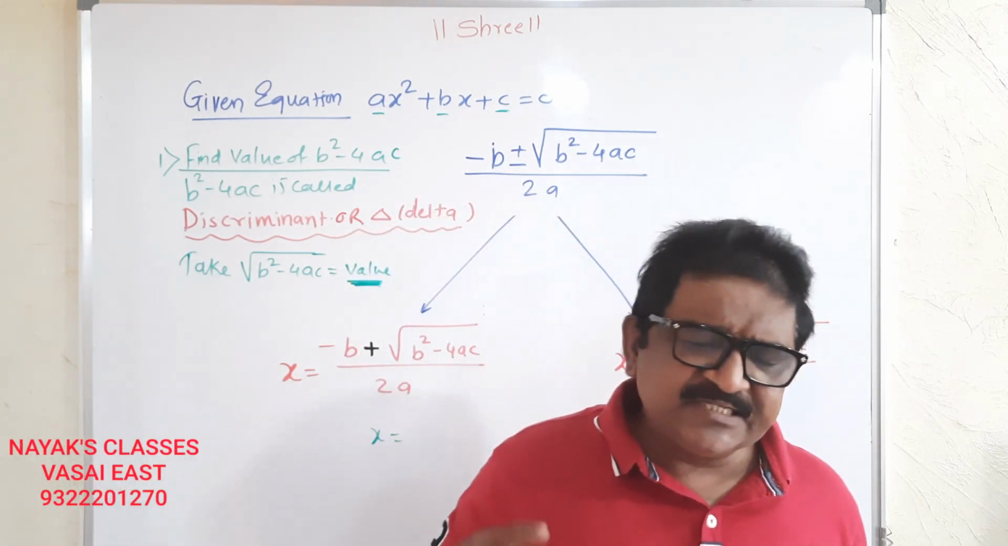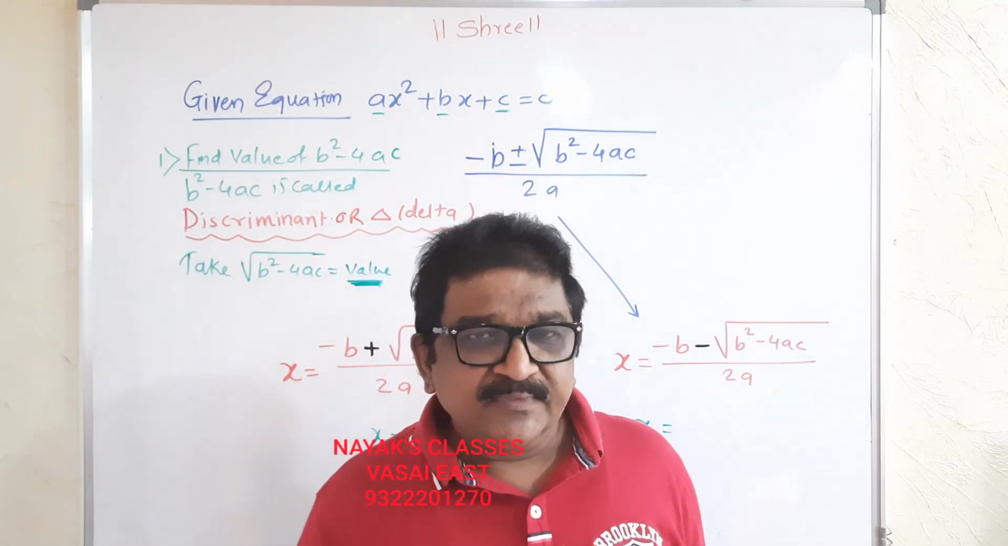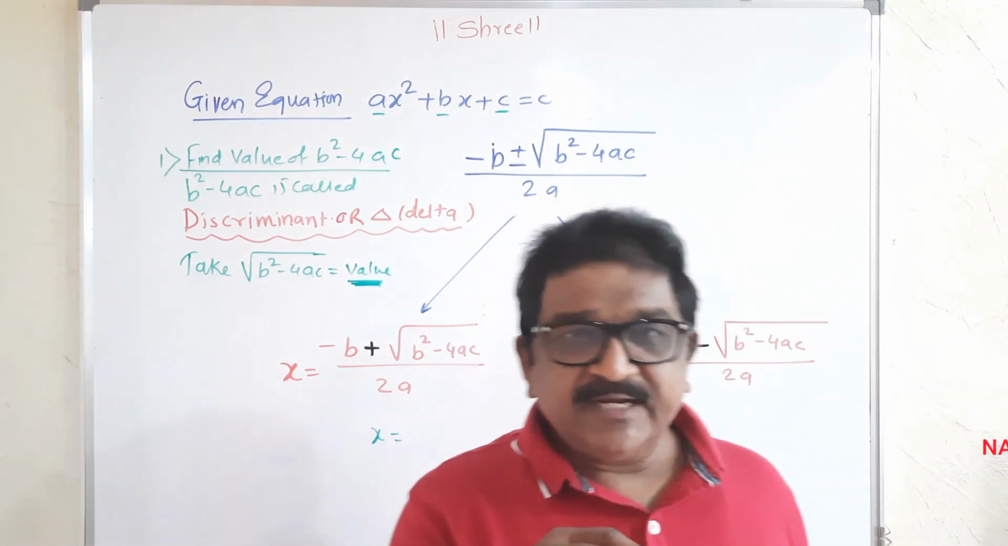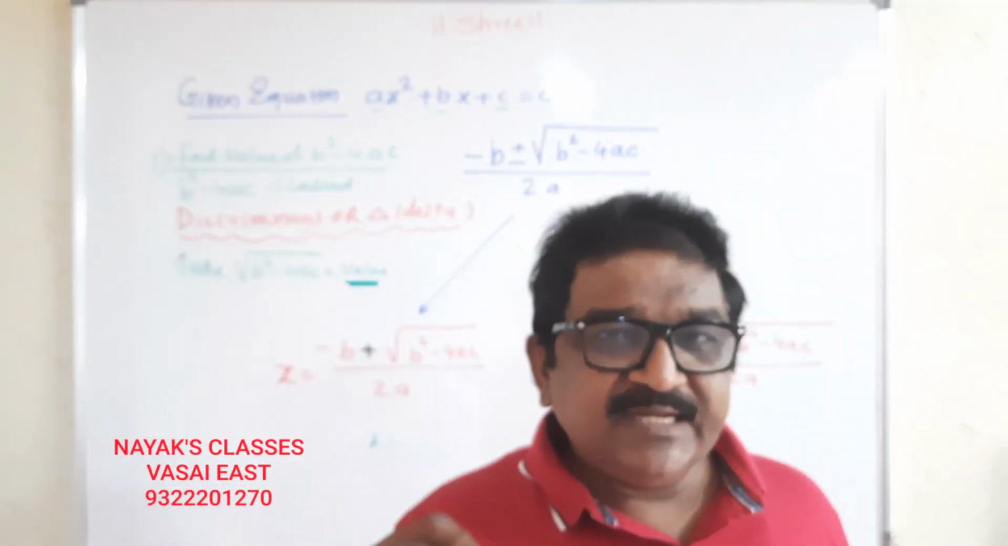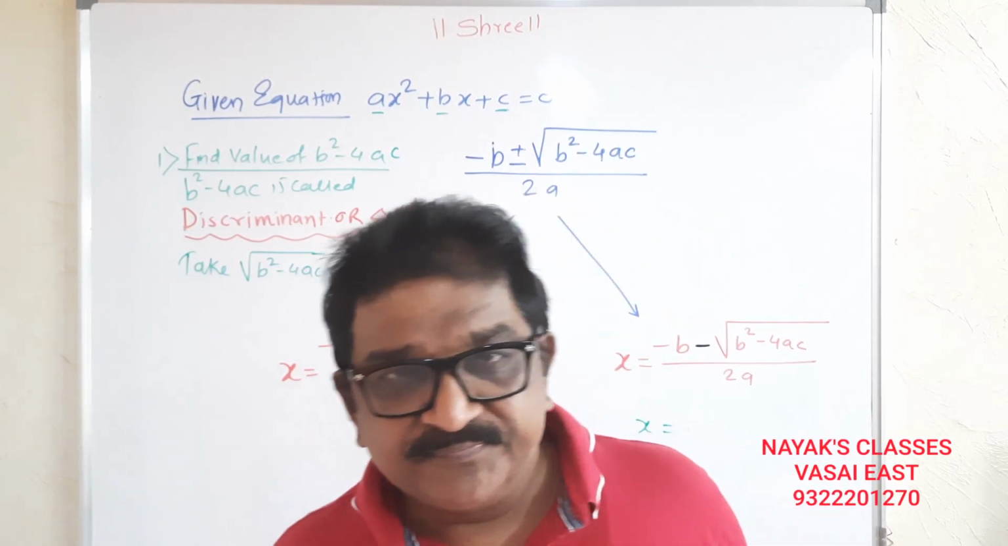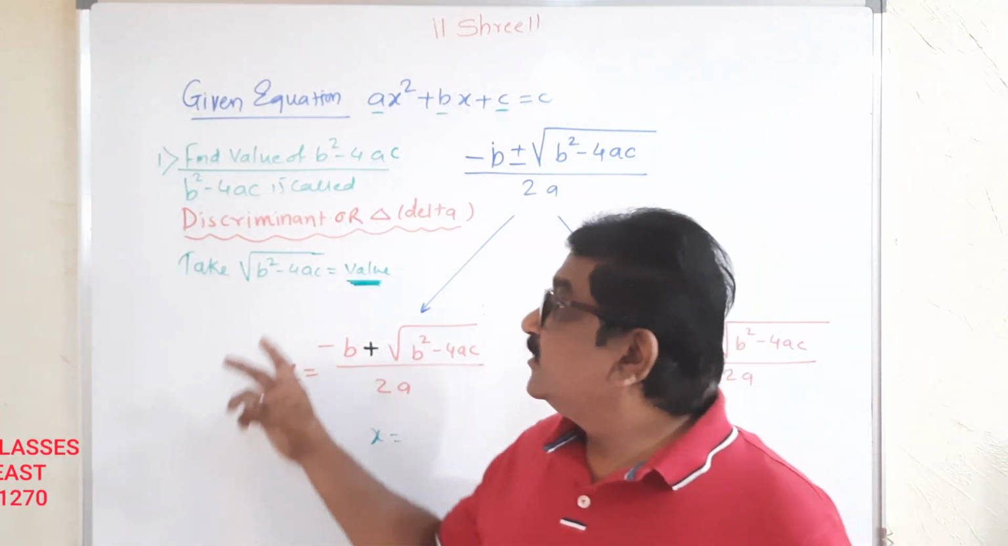But it happens in the rarest case. Once in a blue moon it happens. If it happens, write there, discriminant is negative, further calculations are not possible. You will get full marks.